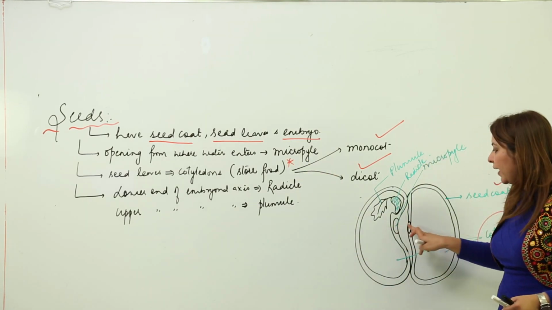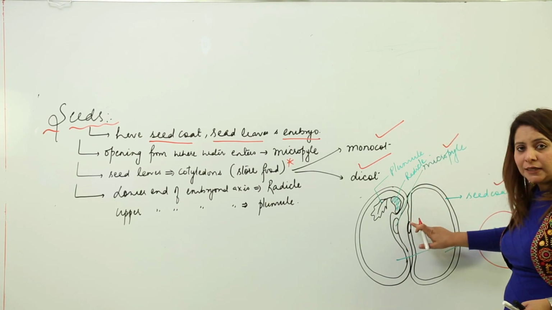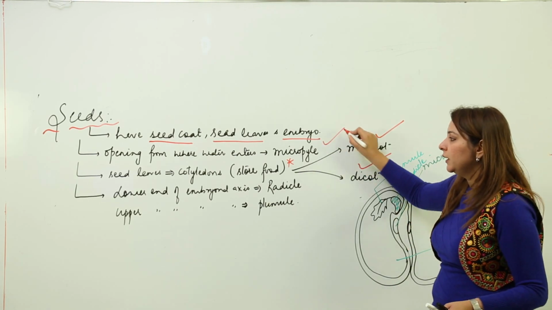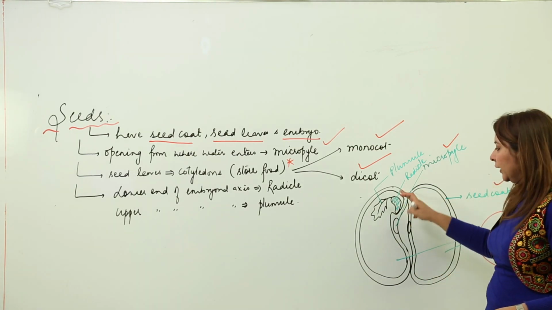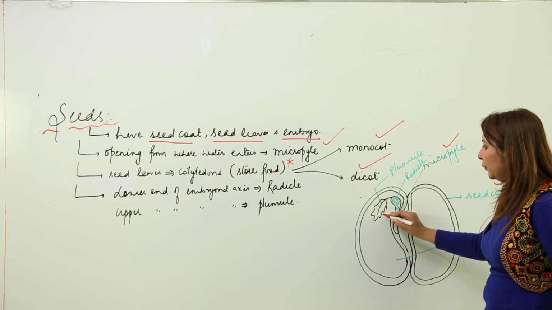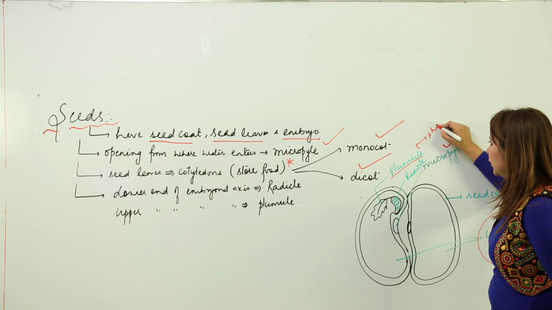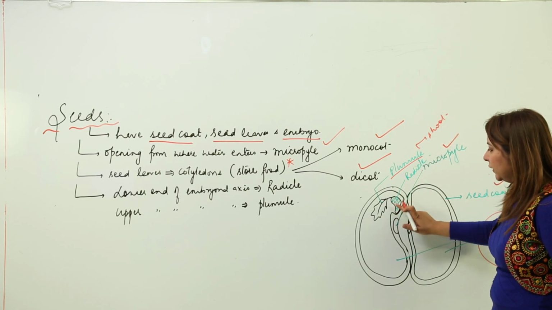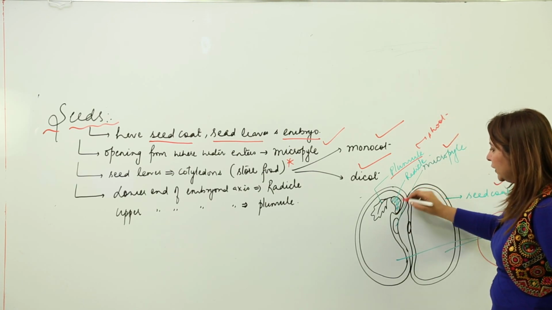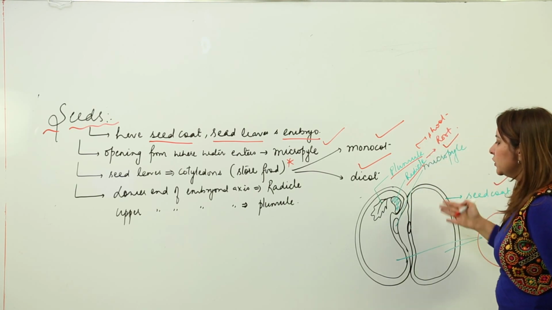The point from where the water enters the seed is called the micropyle. This opening is called the micropyle. From here the water enters. This is the embryonal axis, and we see that the upper end of the embryonal axis is called the plumule, which is the future shoot, and the lower end of the embryonal axis is called the radicle, which is the future root. So this is all about the seed.